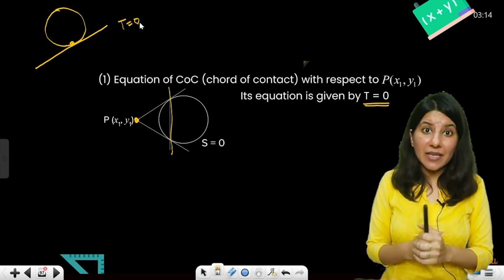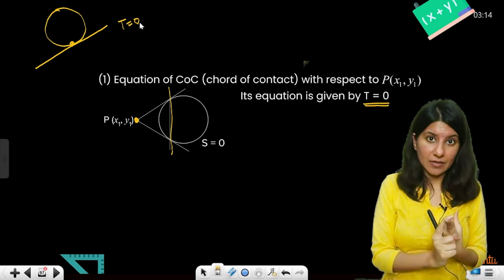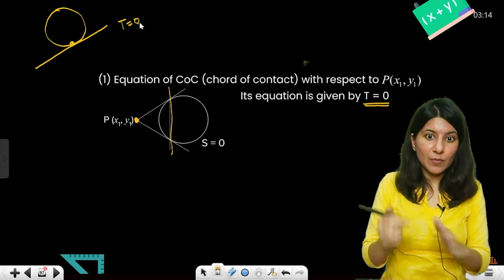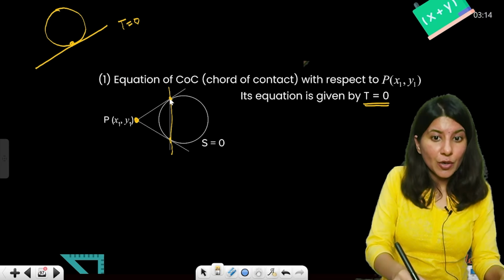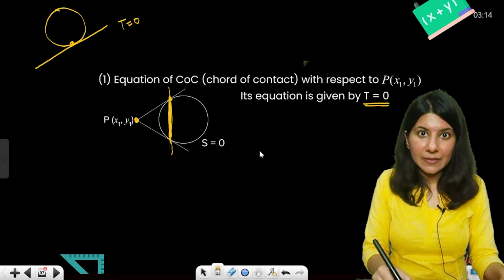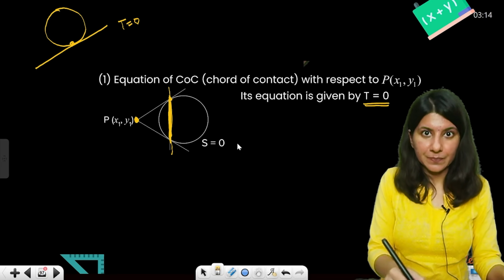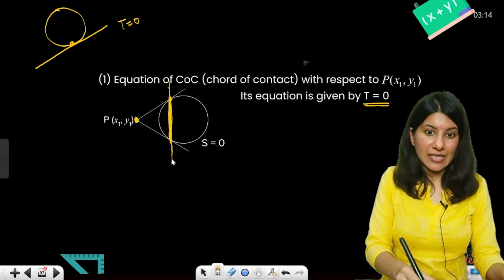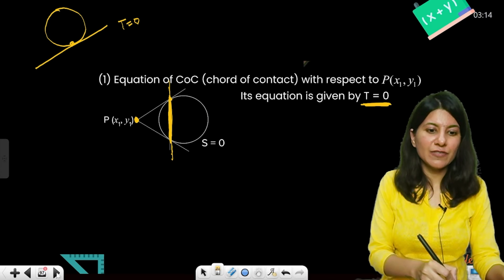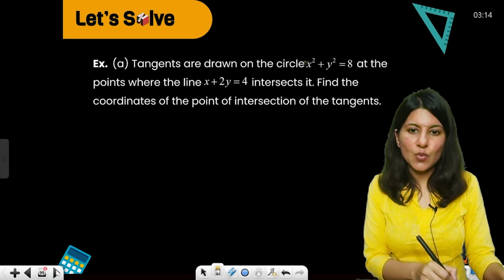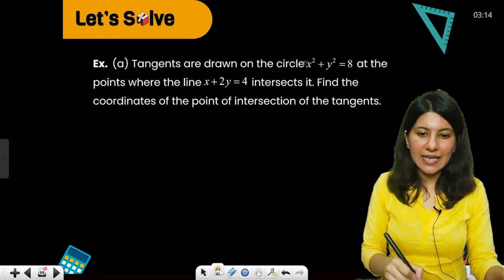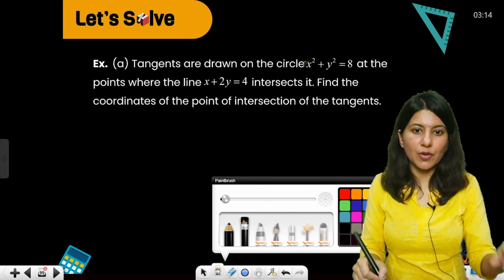Cool. But if a point is lying outside the circle, now there is a process. You're drawing 2 tangents, and from the points of contact of these 2 tangents, you're drawing this chord. That is the chord of contact. This equation can be given by T is equal to 0 also. Okay, this is the equation of chord of contact. Let's solve a question, then understand whether you have understood it or not.